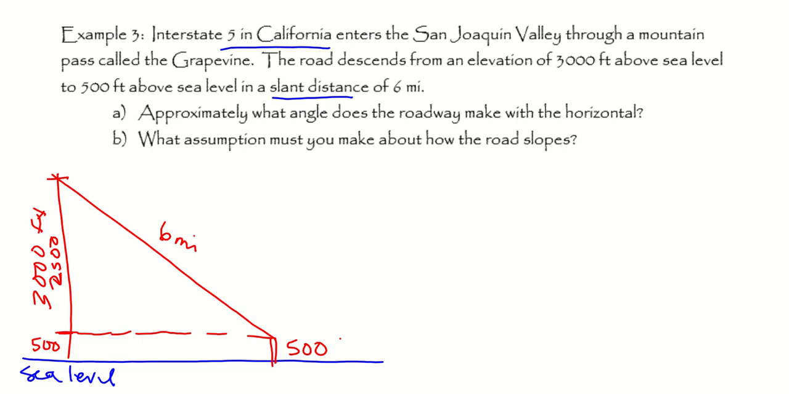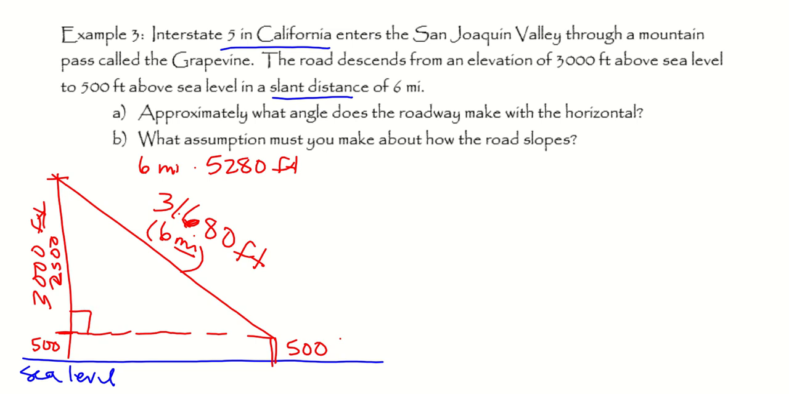Now I have a problem. My problem is that I have units in miles, I have units in feet, and I really need them both to be the same. So if I take my 6 miles and multiply that by 5,280 feet per mile, I end up with 31,680 feet, which is my equivalent for 6 miles.